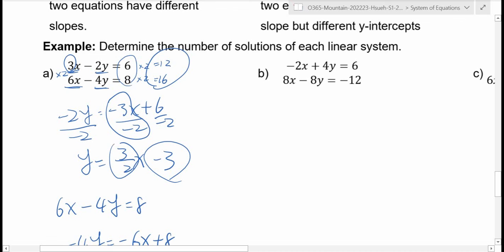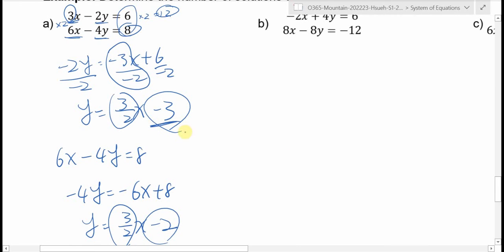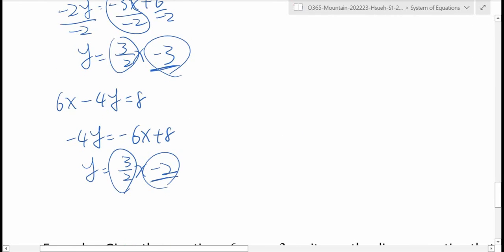And actually, sorry, you don't need to multiply the 8 by 2. If you multiply 6 by 2, you get 12, and notice how 12 and 8 are not the same value, and therefore the y-intercept will be different. As you can see here, that's negative 3, and that's negative 2. So in part A, there's no solution, again, because same slope, different y-intercepts.